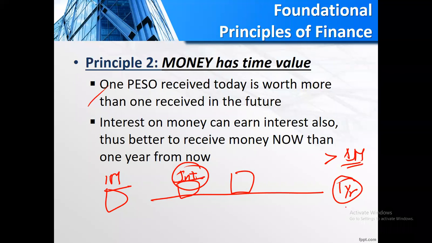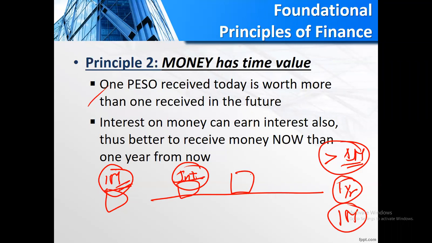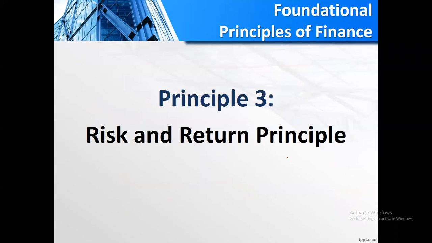And that explains the reason why we would want to have the 1 million now as compared to having the 1 million after 1 year pa. Because we assume that we can put the money in a vehicle or an instrument that will earn us interest, kahit na guys kahit na maliit lang interest. At the end of 1 year, your 1 million will be greater than 1 million already. Interest will also earn interest.